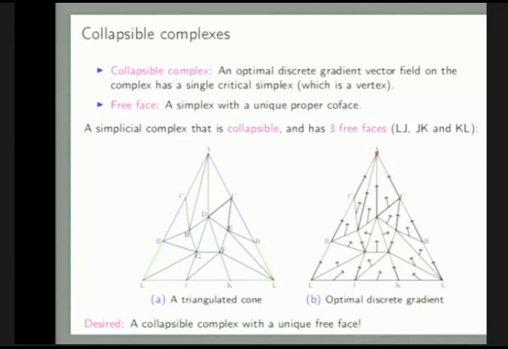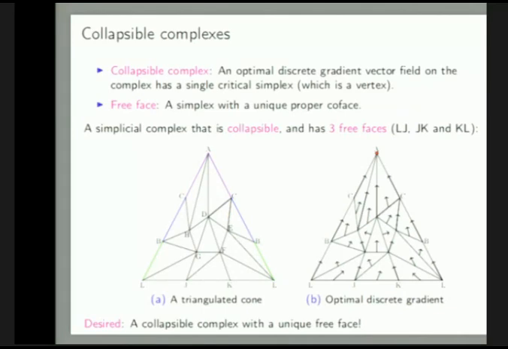You call a simplex a free face if it has a unique proper coface. For instance, if you look at this edge Lj, it has a unique proper coface Lgj. So Lj is a free face, whereas this one is not, because it has two cofaces. Now, a simplicial complex that is collapsible, so let's look at this example.